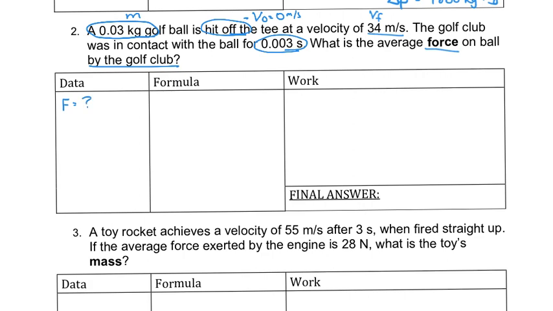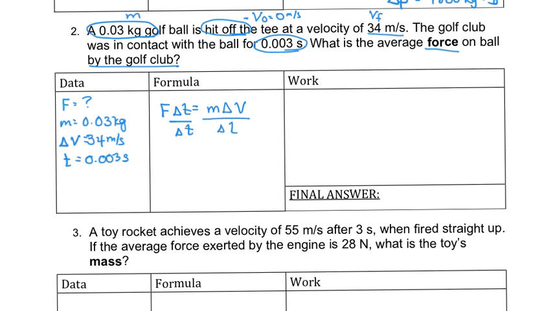So you're looking for the force. You've got a mass of 0.03 kilograms. We've got a change in velocity of 34 meters per second. We've got a time of 0.003 seconds. The base formula, F delta T equals M delta V. We're looking for the force, so we're going to divide both sides by delta T to get the force by itself. Cancels out. Force equals mass times delta V over delta T.